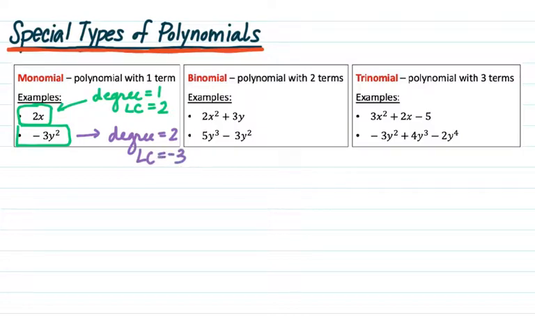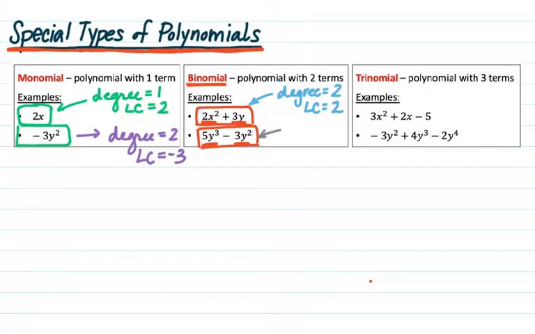Okay, we also have what's called a binomial, and that's when we have two terms being added or subtracted, like in these two examples. You see there's one term, two terms. One term, two terms being added or subtracted. And just for some extra practice, we can look here and say the degree of this polynomial, remember, is the highest power, it's 2. The leading coefficient is the number in front of the term with the highest power, that's also 2.